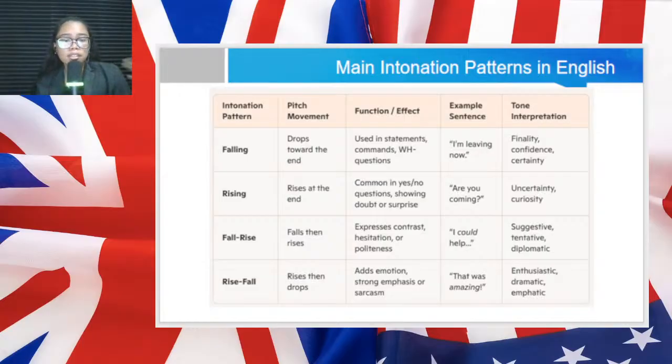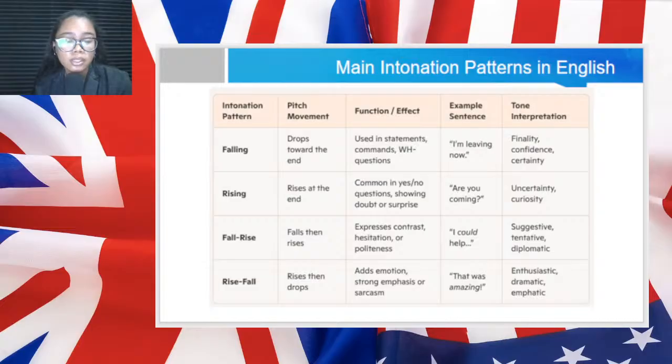Function or effect: this is most commonly used for simple yes or no questions. Questions where the answer is typically yes or no, such as, "Are you coming?" "Yes." "Are you coming?" "No." So it's also great for showing doubts, uncertainty, or even polite inquiry or surprise, like, "Oh, really?" So an example is, "Are you coming?" The pitch goes up on "coming," inviting a yes or no answer.